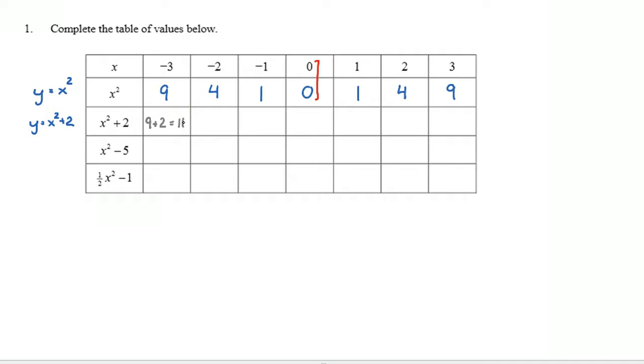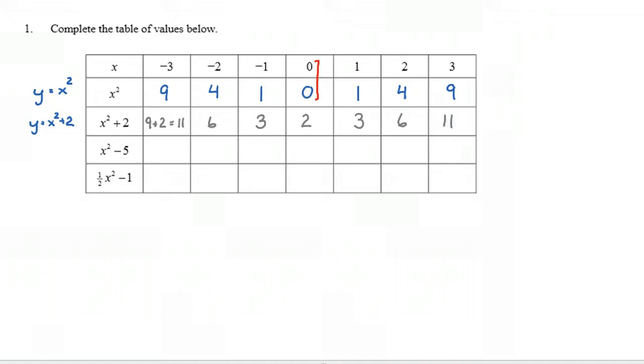But again, what we want to stress here is the connection from our parent graph, or parent relationship, y equals x squared, and the new relationship, y equals x squared plus 2. Notice all we're doing is taking the y value from the y equals x squared relationship, which is 9, and then adding 2 to it. So 9 plus 2 is 11. 4 plus 2, 6. 1 plus 2, 3. 0 plus 2, 2. 1 plus 2, 3. 4 plus 2, 6. 9 plus 2, 11.